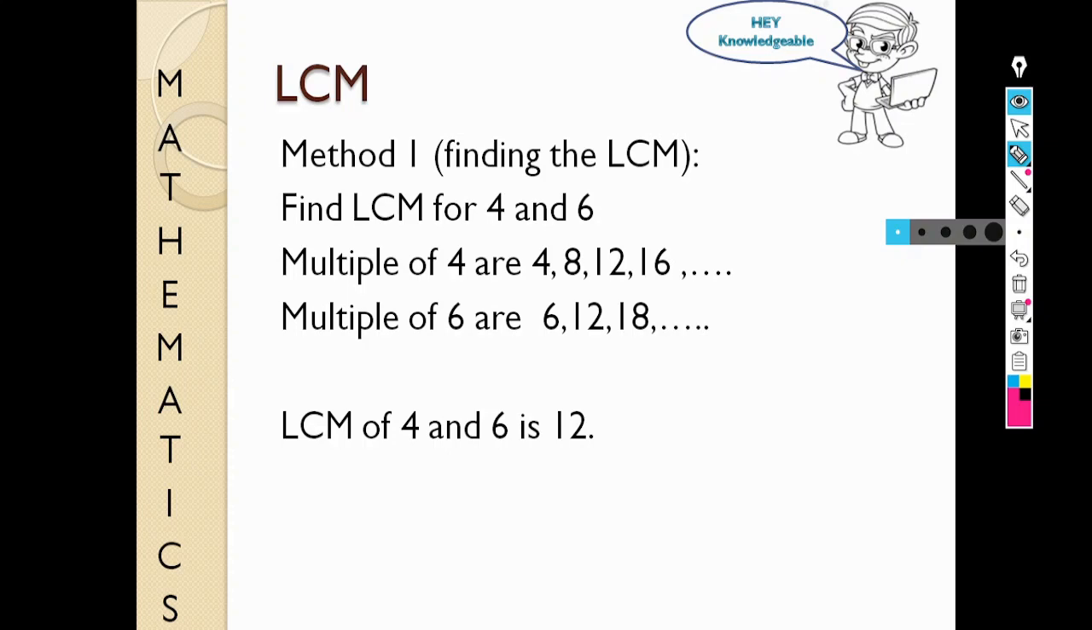Let's try to see how to find the LCM. In method 1, we have to find the LCM of 4 and 6. Multiples of 4 are 4, 8, 12, 16 and so on. And multiples of 6 are 6, 12, 18 and so on. So if you see, the lowest common multiple of 4 and 6 is 12.